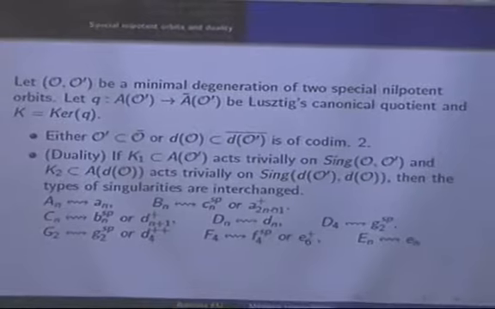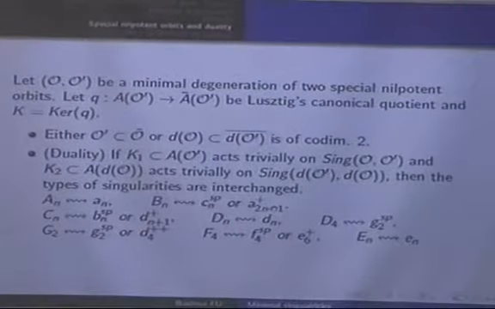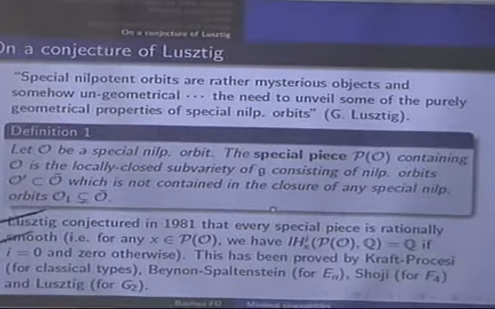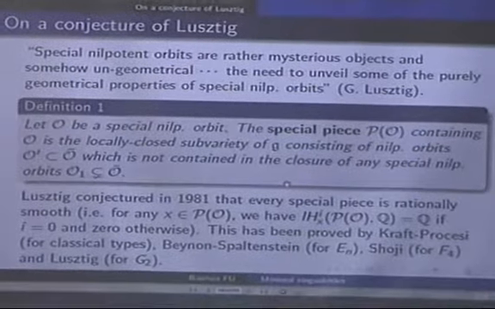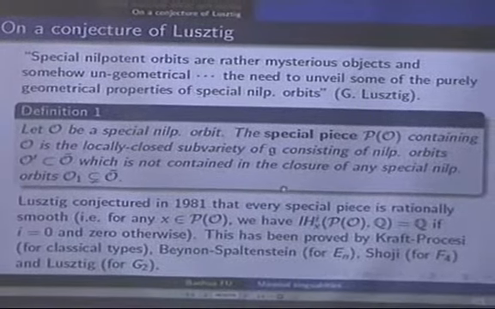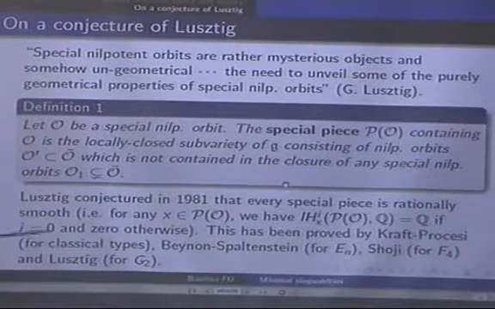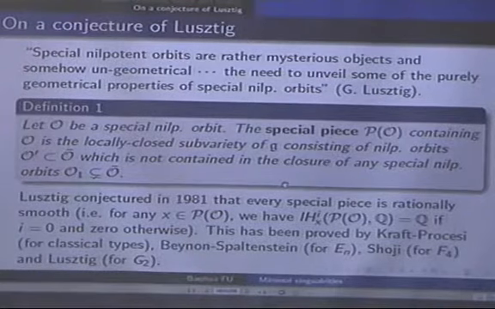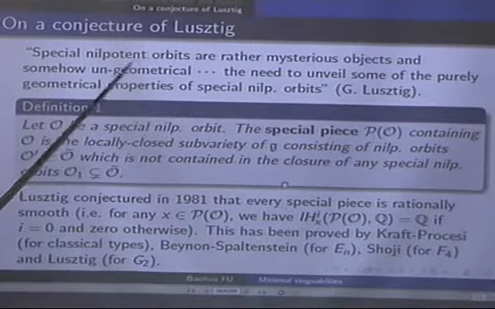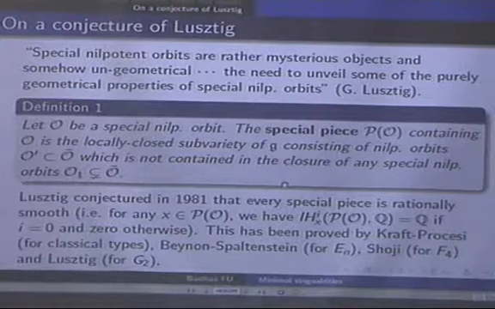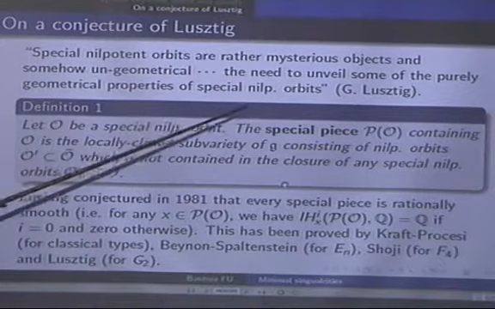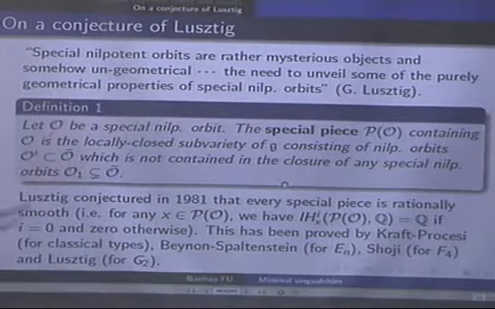So now let me come to the conjecture of Lusztig. In fact, when Lusztig introduced the special nilpotent orbits, he introduced them just by representation theory. There's no geometry behind his definitions. In fact, till now there's no geometric definition of special nilpotent orbits. And so in his paper he wrote that special nilpotent orbits are rather mysterious objects and somehow ungeometric, and we feel the need to unveil some of the purely geometric properties of special nilpotent orbits.